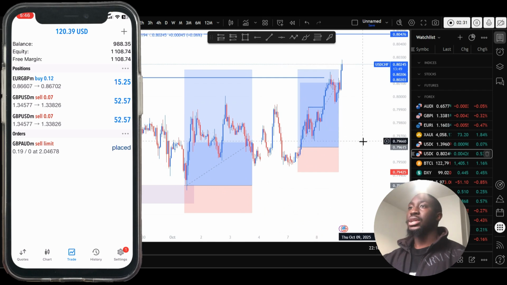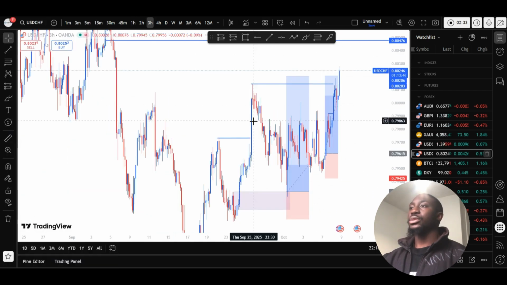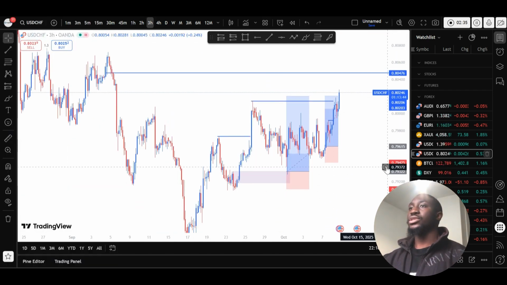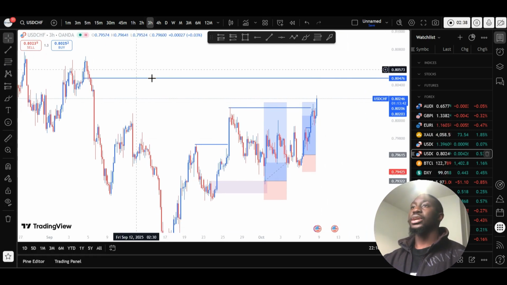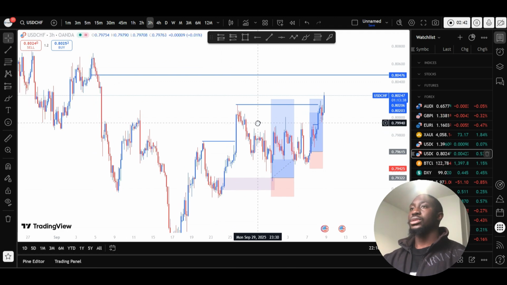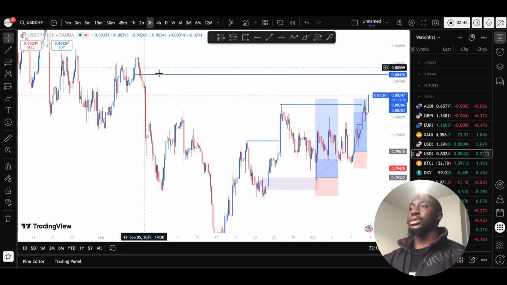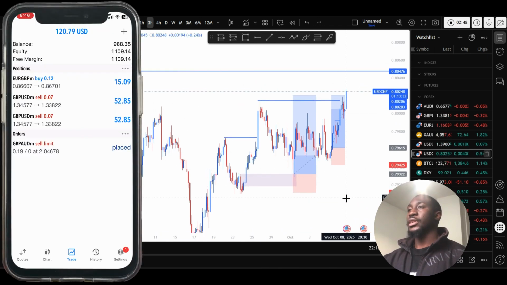Full TP hit. So we are going to be expecting a drop from this area. We are going to be shorting very soon from this area around here. But let's see what will happen. Let's be active. But it is what it is.